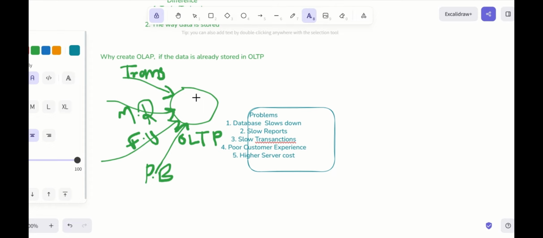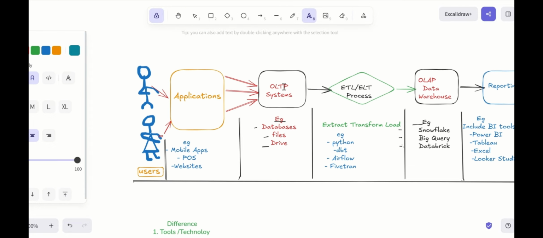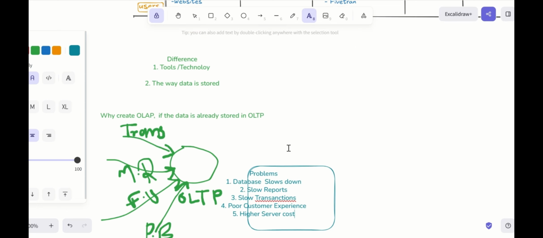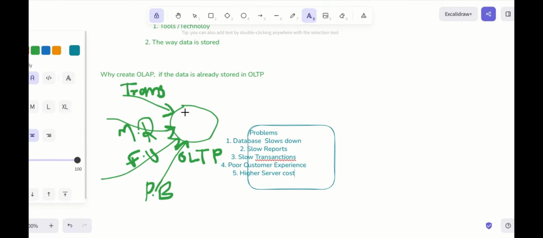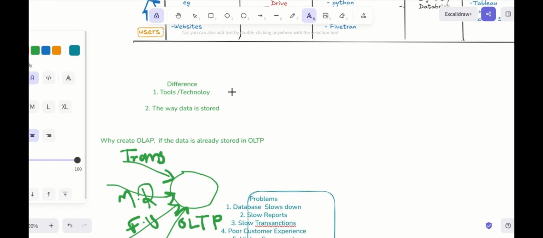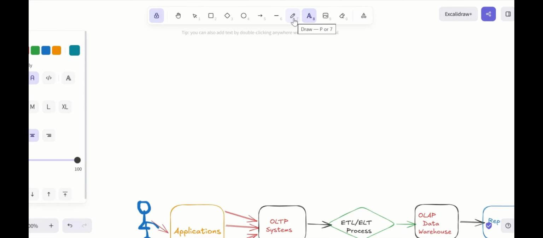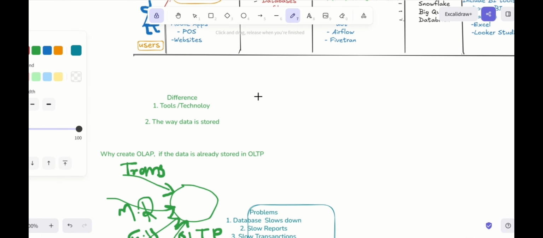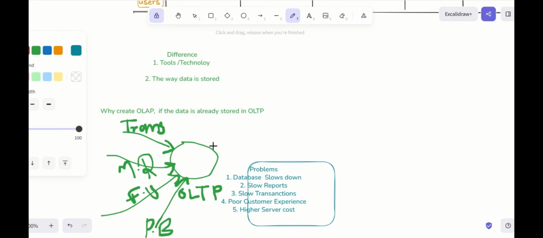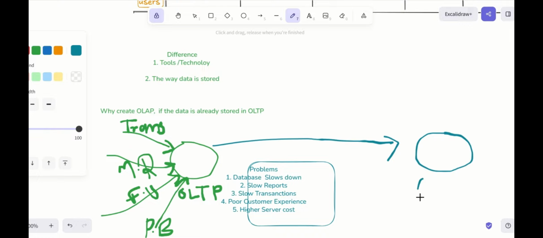So instead of pulling the data directly from the OLTP system, you need to create another data warehouse to reduce the burden on this OLTP. So in that connection, we have to create another warehouse, and this other warehouse is what we call OLAP.